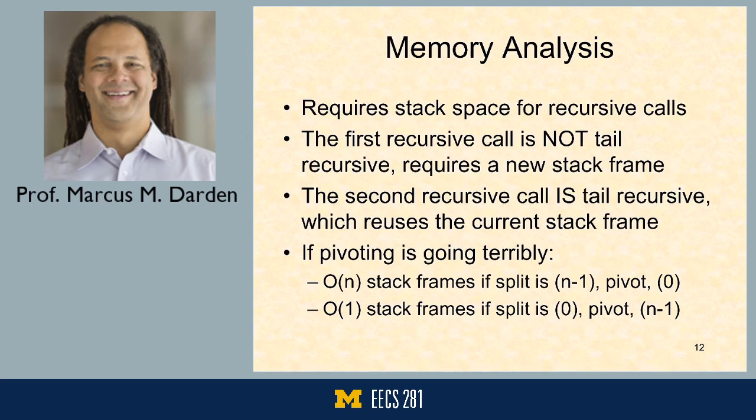All right, in terms of memory analysis, how does this work? I've got to use these stack frames for recursive calls. I've got that original algorithm in line 5. I had a call to Quicksort that was followed by another call to Quicksort in line 6. So the line 5 call had to use its own stack frame.